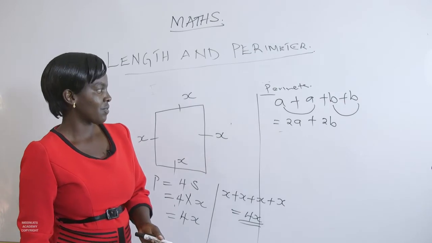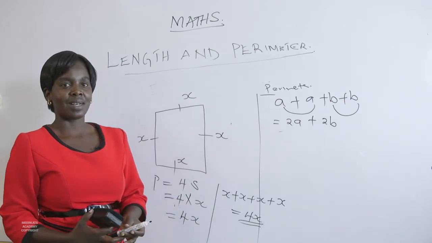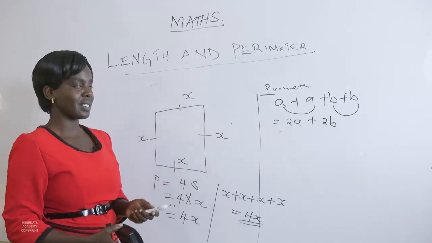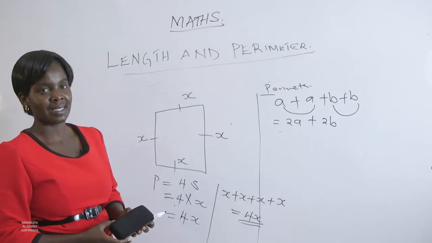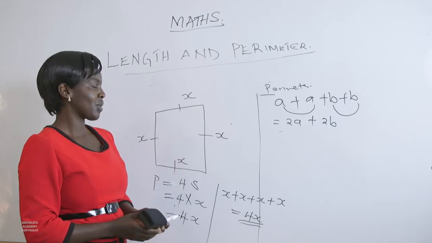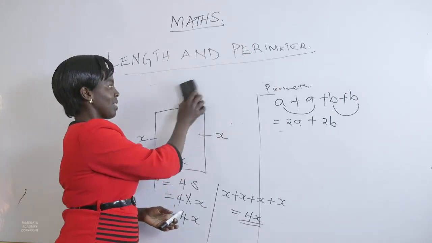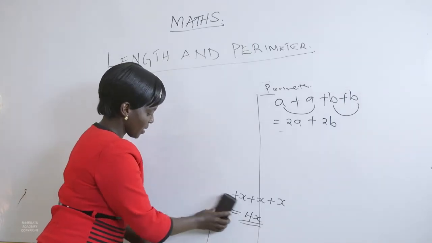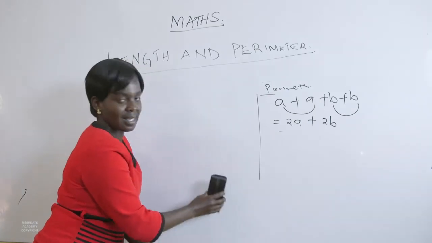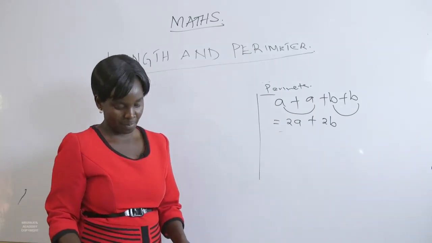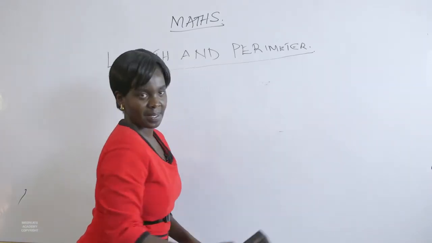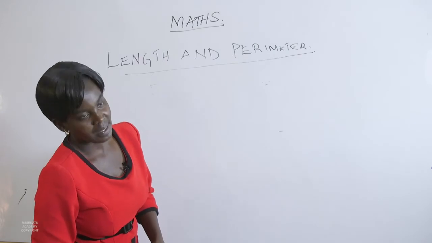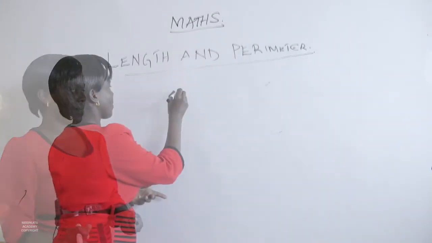That is how to find the perimeter of a figure or an object if you are given in letters and not in numbers. Because sometimes that is so. You are given in letters and not in numbers. The other shape that we want to look at is the circle.